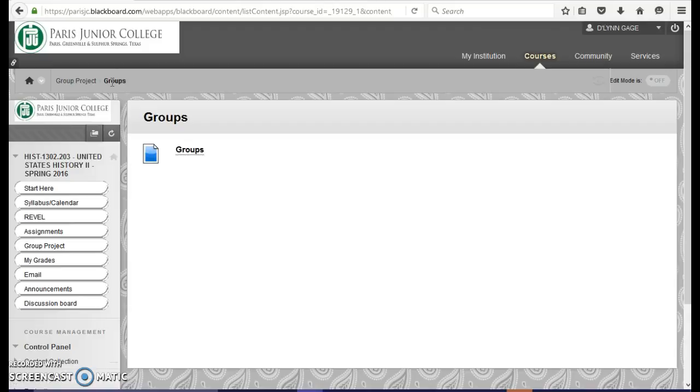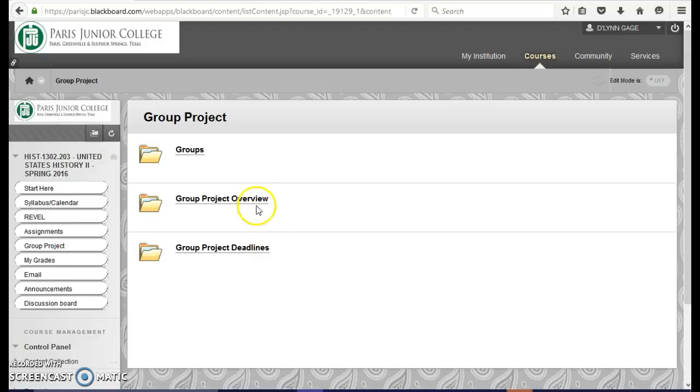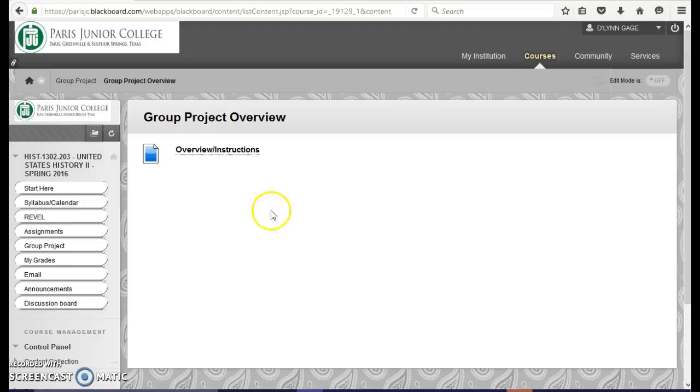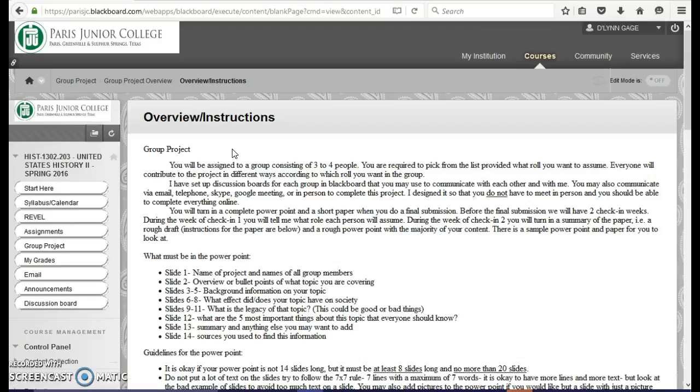Okay, click back on groups. So let's go back to group project. Click here on overview. I'm not going to read this out to you, but basically it gives you an overview and expectations and what all needs to be done in order to complete this group project. So you'll be assigned to groups of 3 or 4. You're required to, we're not going to pick, from the list below, you need to decide which role you would like to assume. Everyone will contribute to the project in different ways, just according to the role that you take on.